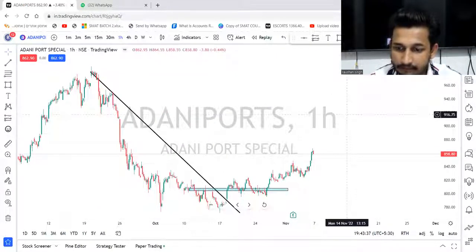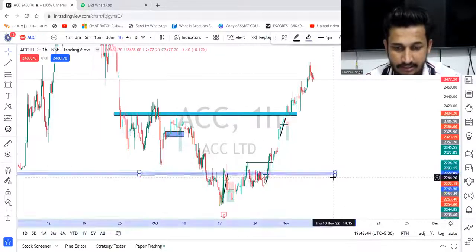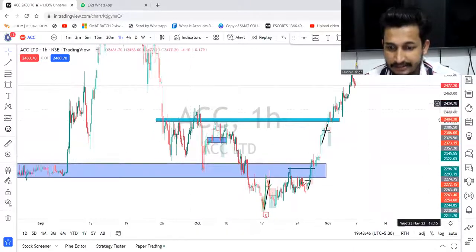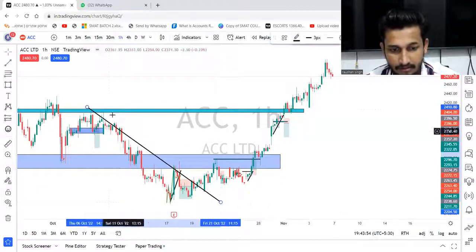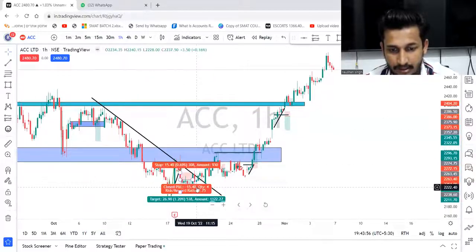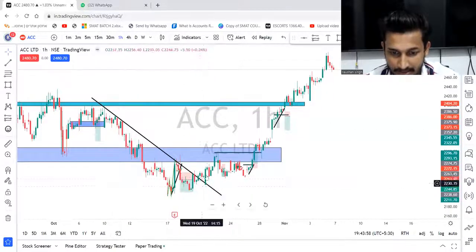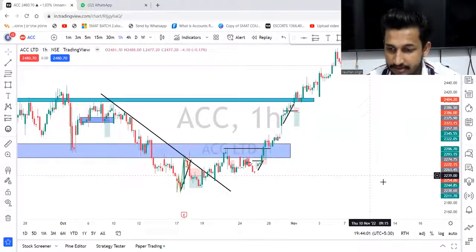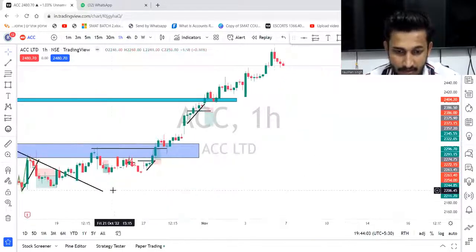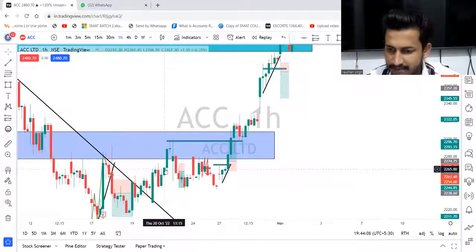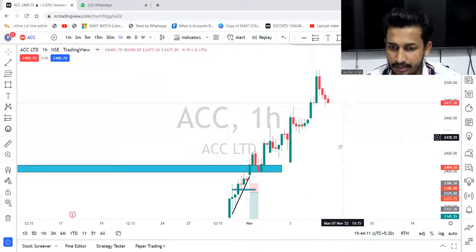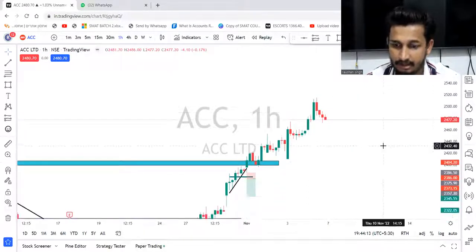Okay, let's go for some other stocks, like ACC as well. So ACC, you can see that the market was in a small downtrend. Then you can see that the market went up, and the retesting was done. Here we got the retesting done. You can consider these levels, 2265, and it has been going upside.